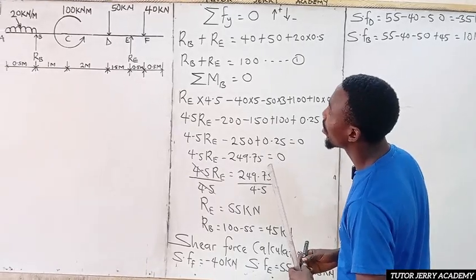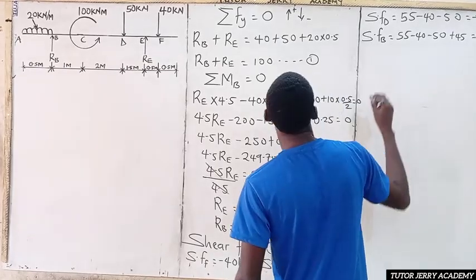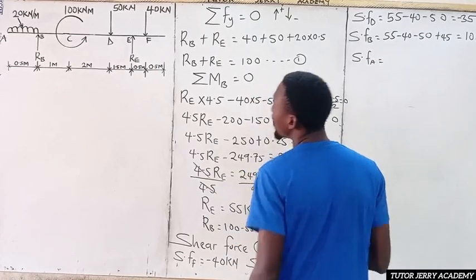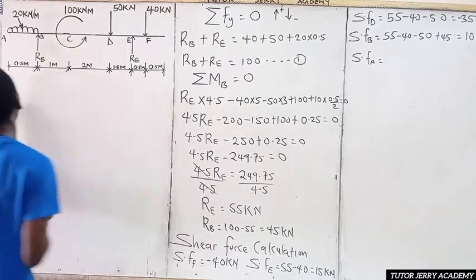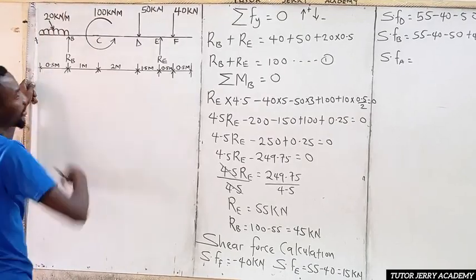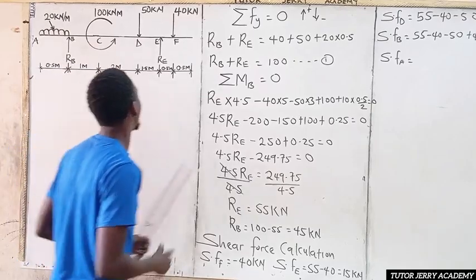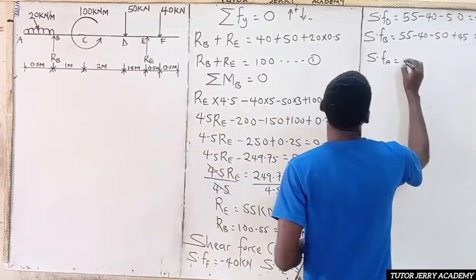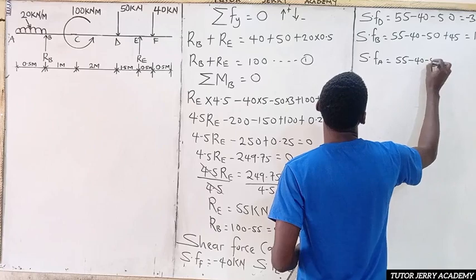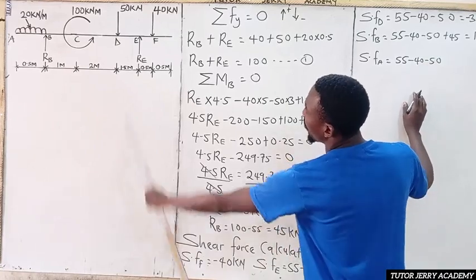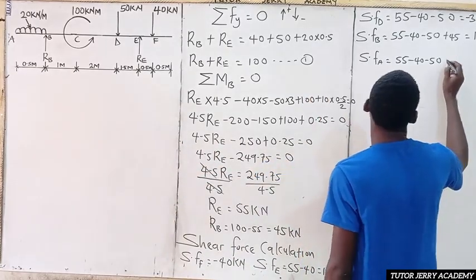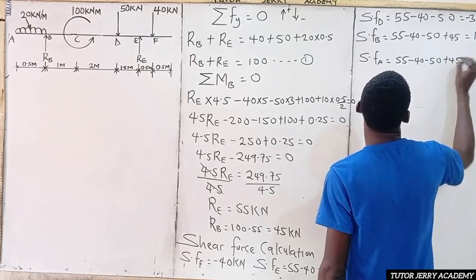So now the next one, we are going to calculate the shear force at point A. The shear force at point A will be the same thing. Oh no, it can't be the same, because we are going to have a point load here. Let's calculate it. We are going to have 55 minus 40 minus 50. Then we add that upward force, reaction B, which is plus 45.